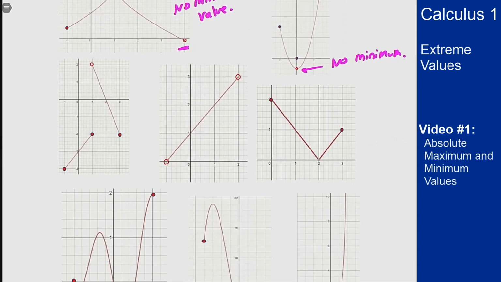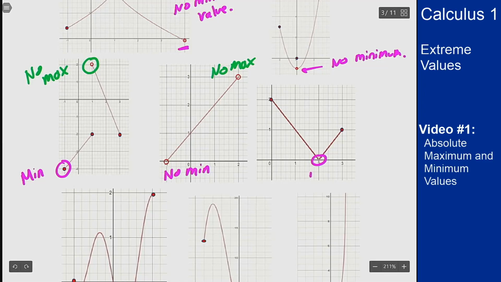Continue on to the next examples. We have a minimum down here and no max because this is not filled in. This has neither. Look at the next function here. Well, now we have both. We have a minimum down here at this point. This is a filled-in circle here. And we have the maximum up here on the top left.